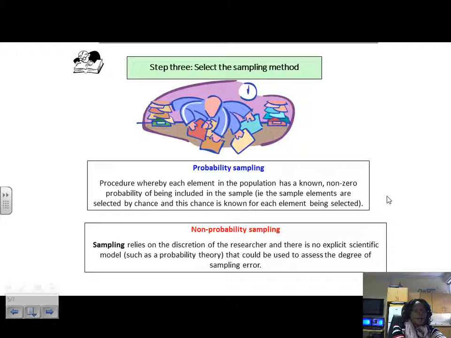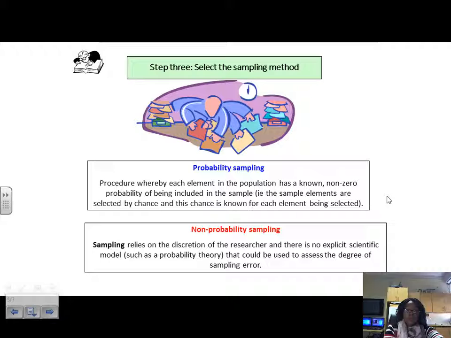Right, the third step, having identified your sample frame, you move on to determining your sampling method. Basically, the sampling method or the technique that you use when you are drawing out your sample can be categorized as either probability-based or non-probability-based. These two are distinct types of sampling methods that are normally used. Probability-based methods are procedures whereby each element in the population has a known non-zero probability of being included in the sample.